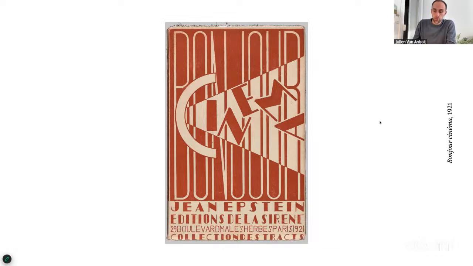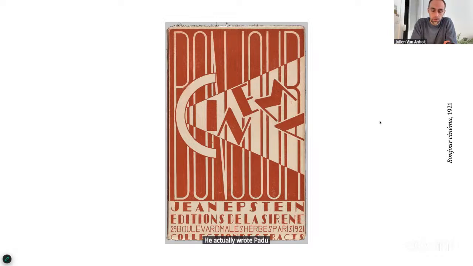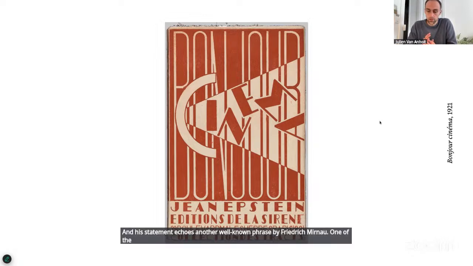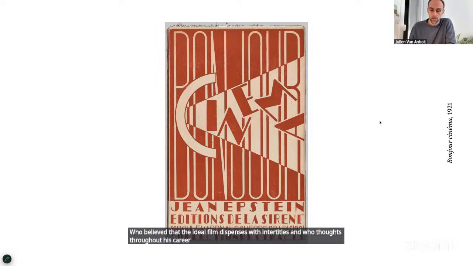In this beautiful book, entitled Bonjour Cinéma, the filmmaker Jean Epstein summed up quite bluntly the prevailing ideology at the beginning of the 21st century. He actually wrote "Pas de texte, le vrai film s'en passe," meaning no text, the real film does without. And his statement echoes another well-known phrase by Friedrich Murnau, one of the most brilliant directors of the silent era, who believed that the ideal film dispenses with intertitles, and who thought throughout his career to dispense with cards.